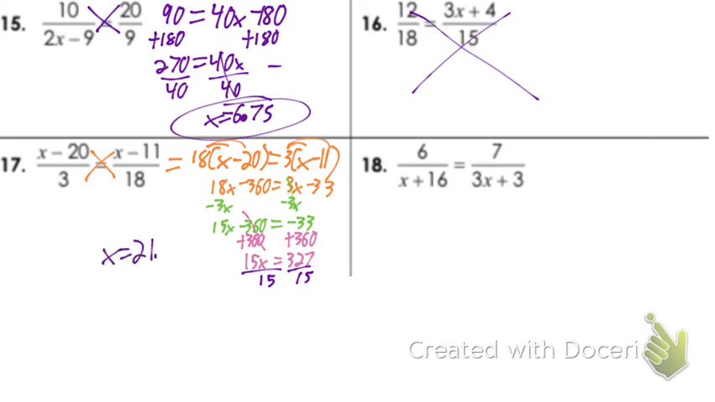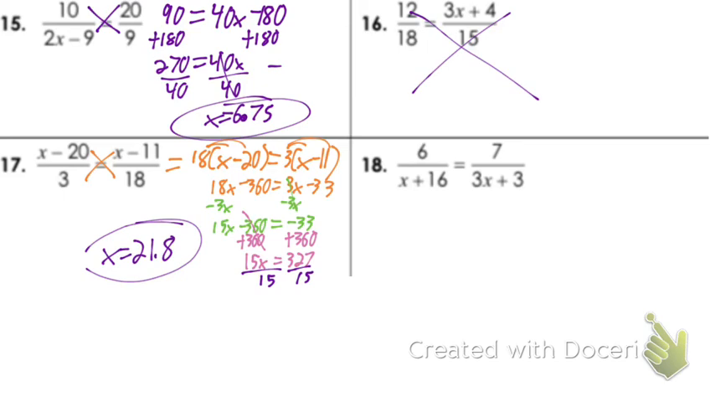What do we get x to be? 327 divided by 15. 21.8. We were supposed to be using it as a calculator. Okay. Does that make a little more sense on how we would do 18? It'd be the same exact thing, except right now it's in the denominator, but we would still do 6 times the quantity of 3x plus 3, 7 times the quantity of x plus 16, solve it the same way.